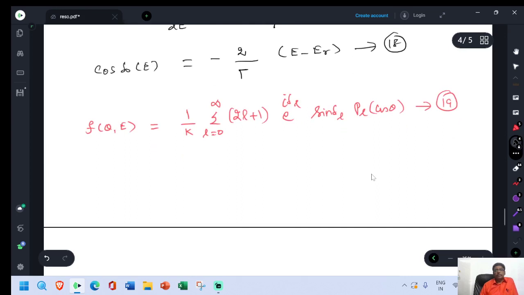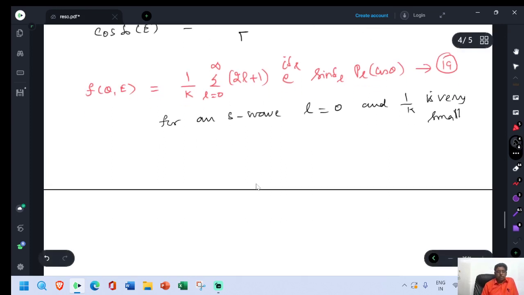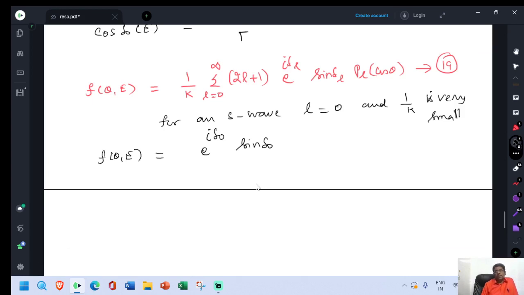Now for an S wave, L equal to 0, and 1/k is very small, so it will not be taken into account. Therefore f(θ, E) becomes, if you put L equal to 0, this is 1, the 1/k is discarded, e^(iδ0) into sin δ0. P0 of cos θ is 1. This is the value of f(θ, E). This is equation 20.